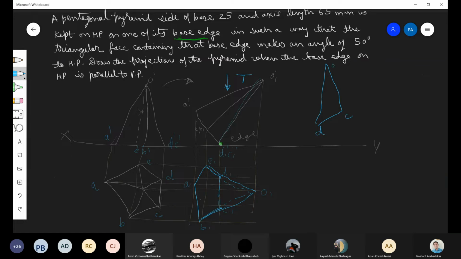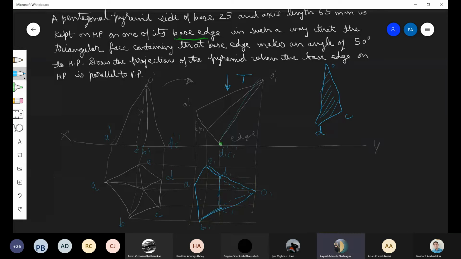And what it is saying? In such a way that the triangular face containing that base edge makes an angle of 50 degree to HP. Okay, now all of you understood that we are talking about this triangular face, and this is making angle of 50 degree to HP. So which angle should be 50 degree? Can anyone tell me now?